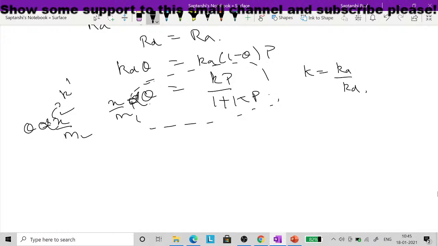Therefore we can say x by m is equal to k prime, the new constant, times k, the old one, by 1 plus kP. So this gets multiplied, and k prime into k, let us call it k1.